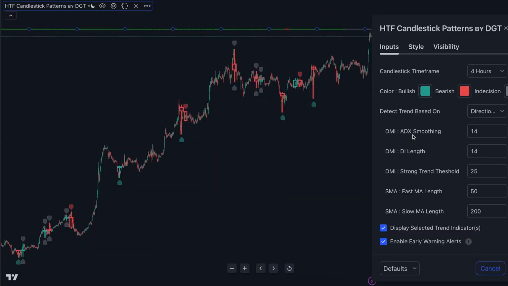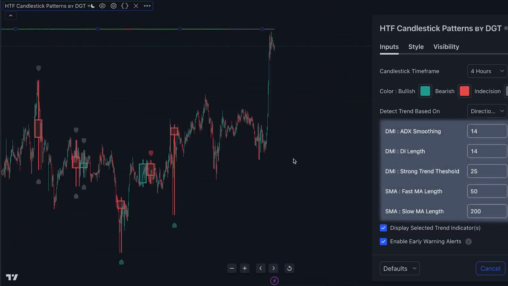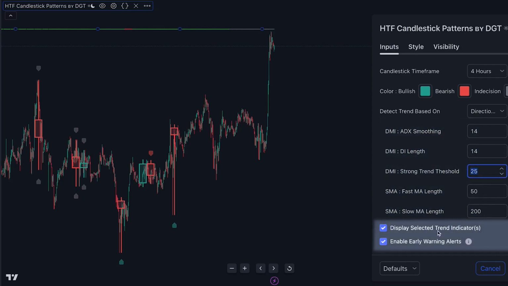Moving on, below that, we have options to change the input of the trend detection tool selected. We can change periods of the moving averages being used, or we can change the ADX threshold line to determine when the trend is considered strong. Below that, we have options to disable the trend selection from being displayed and an early warning alert option, which will allow early alerts before a pattern is confirmed. We will keep trend detection mode to directional movement index with default settings, and we will set the time frame being used to a 4-hour time frame. Those are all the changes we need to make.